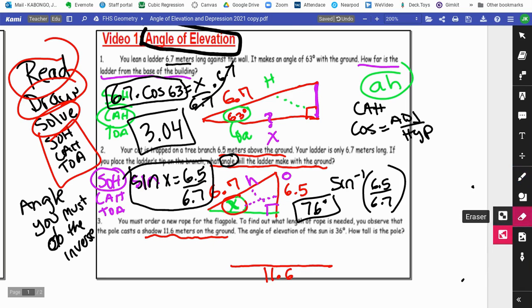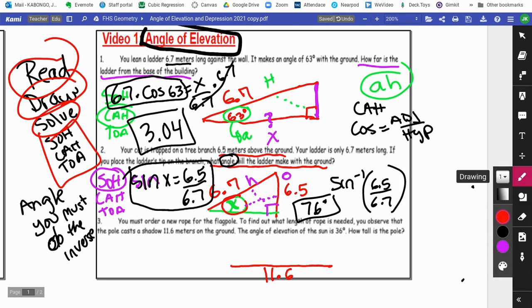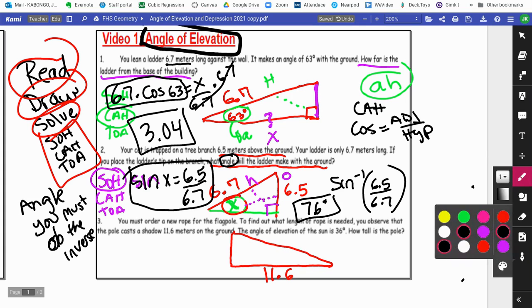The angle of, so where's the pole? Let's go ahead and draw the pole. The pole is right here. All right. And then it says the angle of elevation. So the way the angle is looking upward, right? Elevation is like looks upward. So looking upward, it looks like right here. The angle of elevation is 36 right here. All right, so now the question is, how tall is the pole?